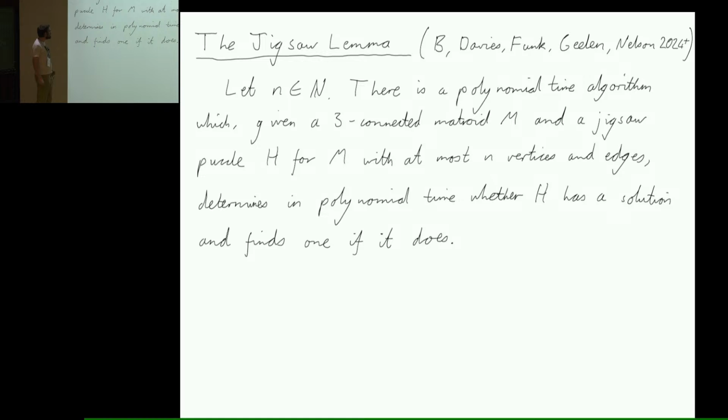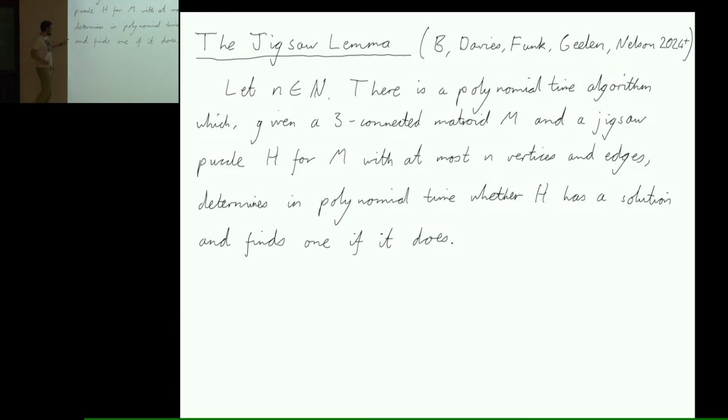And what we showed is that if you're given a jigsaw puzzle on a matroid, you don't have to know that the matroid is quasi-graphic yet, then there's a polynomial time algorithm. Okay, so given a 3-connected matroid and a jigsaw puzzle for that matroid, it will determine in polynomial time whether that jigsaw puzzle has a solution. And if it does have a solution, then it will find one for you. And by finding one, it will in particular show you that this is a quasi-graphic matroid and give you a framework for it.